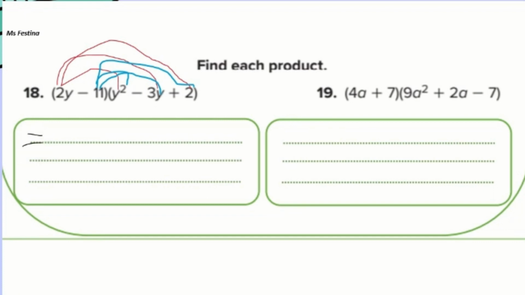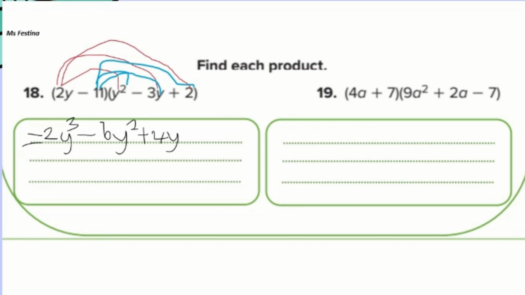So you firstly multiply 2y by y squared, so you will get 2y to the power 3, which is 2y cubed. And then 2y multiplied by negative 3y will give you negative 6y to the power 2, and then 2y multiplied by 2 will give you plus 4y. Then we are done. We go for 11.